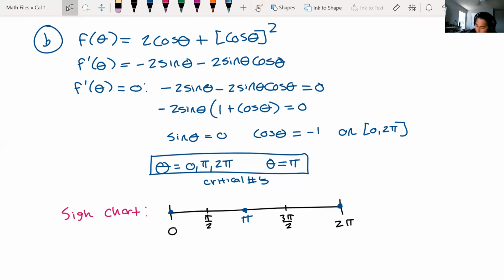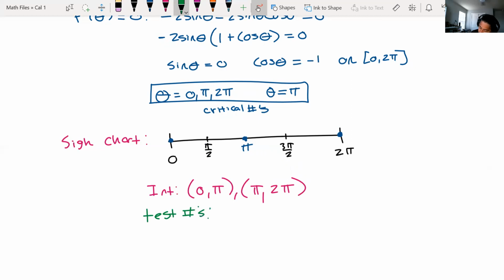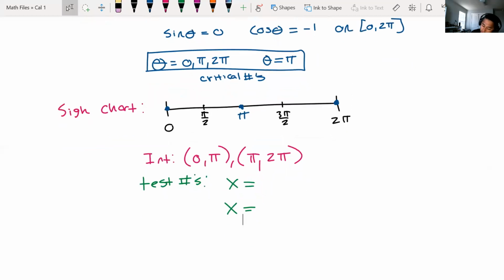Okay. So here are my intervals just based on that restriction. We're just going to go from 0 to pi, and then pi to 2 pi. Perfect. Test numbers. 2 intervals, 2 test numbers. And we see them already. So from 0 to pi, we'll pick pi over 2. And from pi to 2 pi, we'll pick 3 pi over 2.